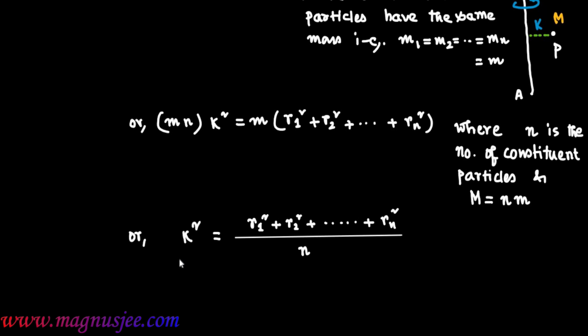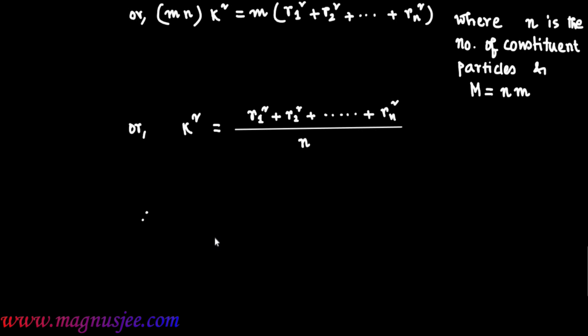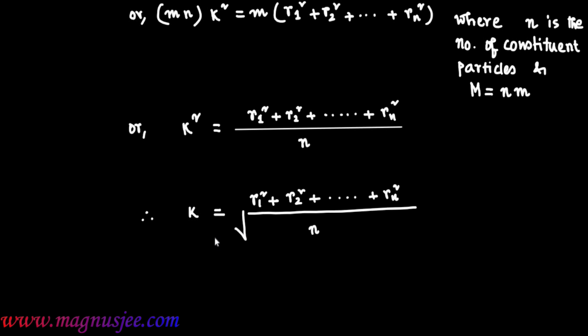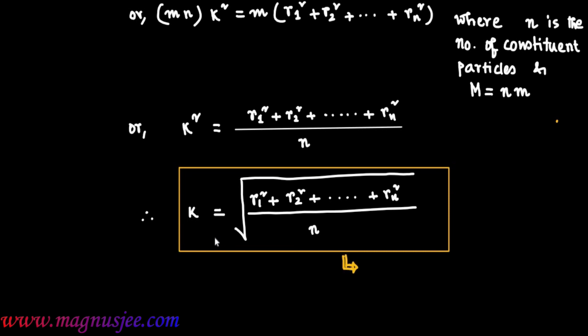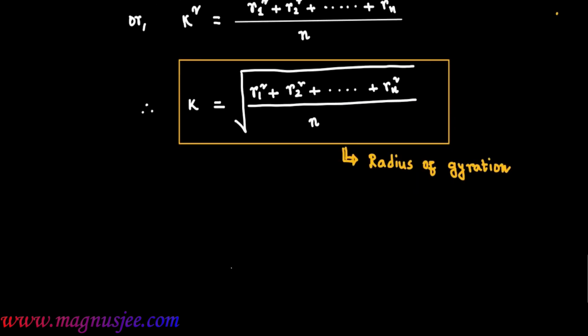So finally we get k square, then k equals r1 square plus r2 square plus dot dot dot plus rn square whole divided by small n, under square root. So k is the radius of gyration, which has the expression root over r1 square plus r2 square plus dot dot dot plus rn square whole divided by small n. So this is the radius of gyration of this rigid body about the axis of rotation AB.